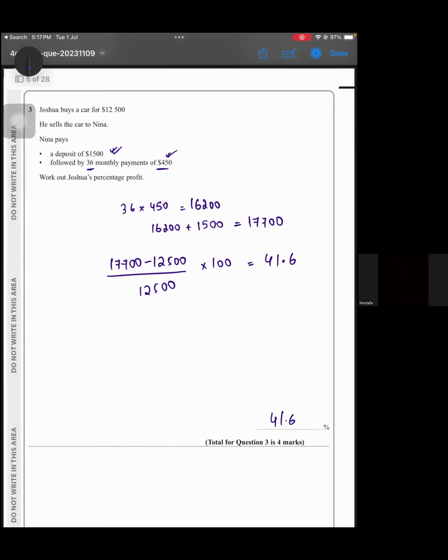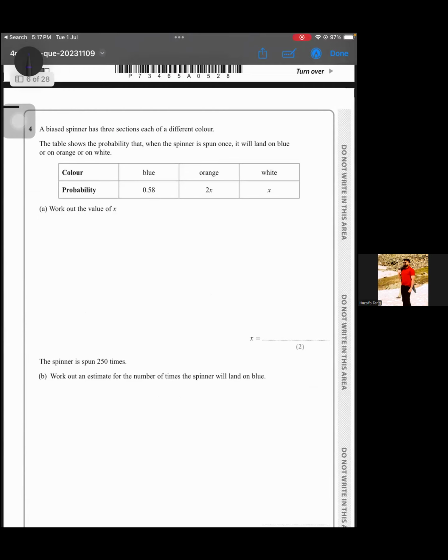Now, for question number 4. It says a biased spinner has 3 sections, each of a different color. You have to find the value of x. We know that whenever we have probabilities, they add up to 1. So to find the value of x, which is unknown, you can add all the probabilities, which equals 1.